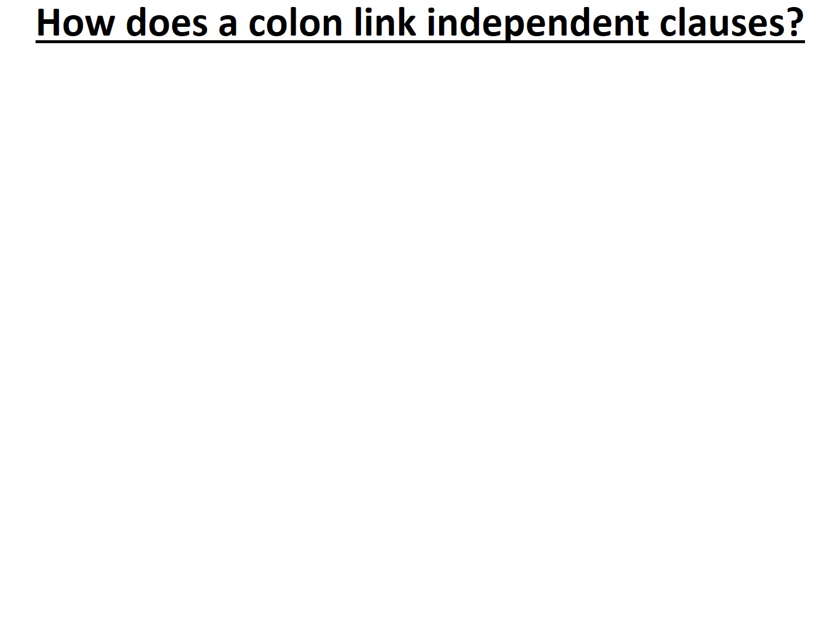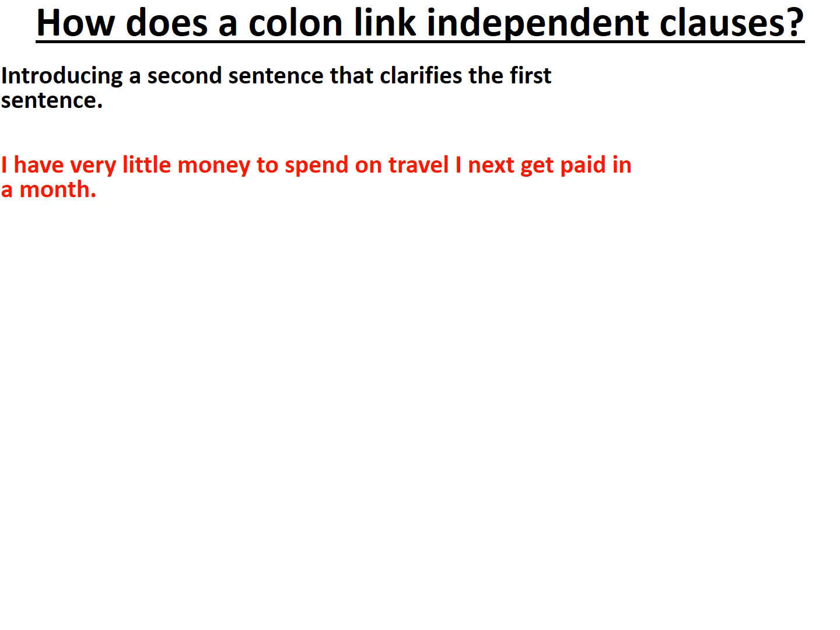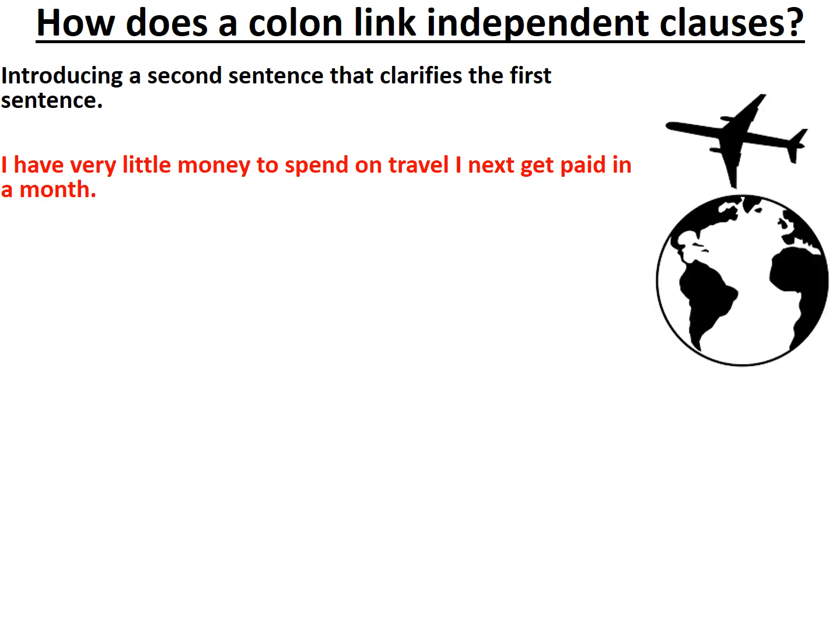In this video we'll be answering the question, how does a colon link independent clauses? The simple answer is that a colon links independent clauses by ensuring that the second sentence is introducing something that clarifies the first sentence that came before the colon. An example that needs a colon is this: I have very little money to spend on travel. I next get paid in a month.